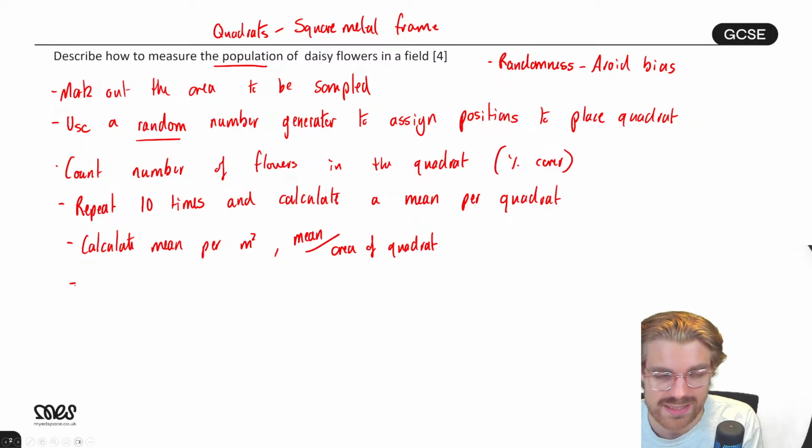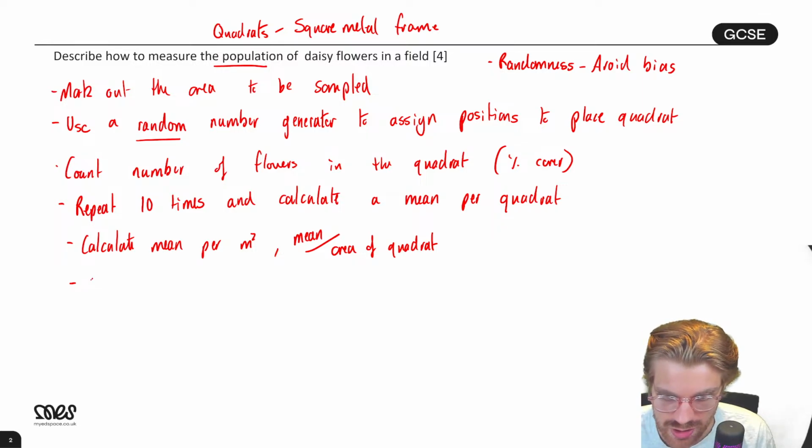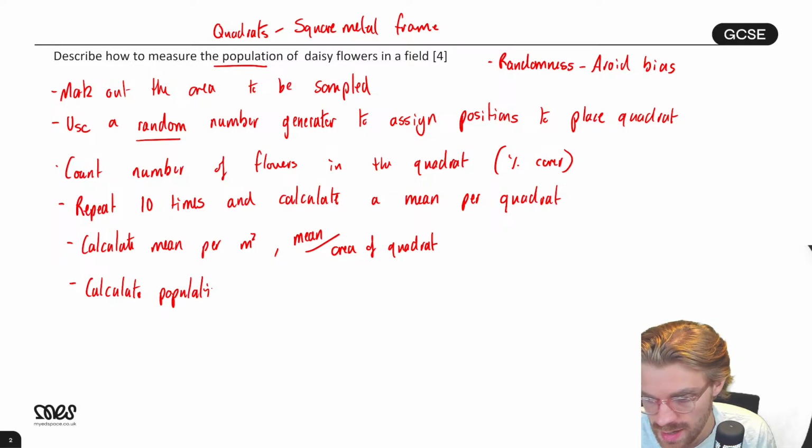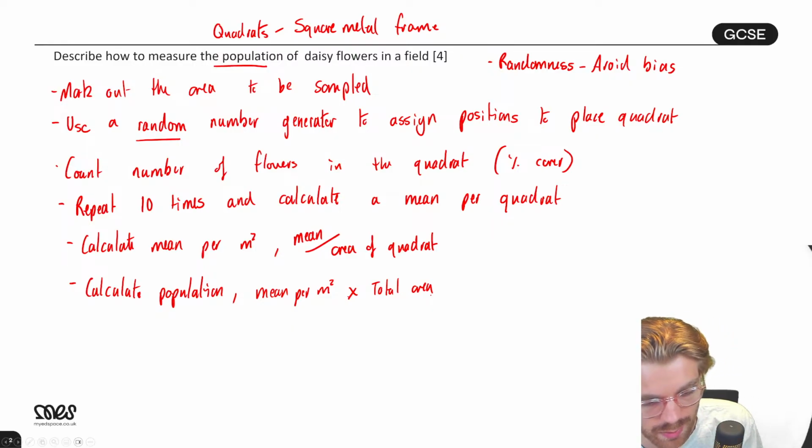And then once we've calculated the mean per meter squared, then I can calculate the total population size. So then I'm going to calculate the population, and I'm going to do that by multiplying the mean per meter squared by the total area. And this gives us our population size.